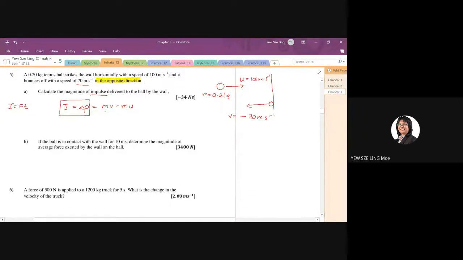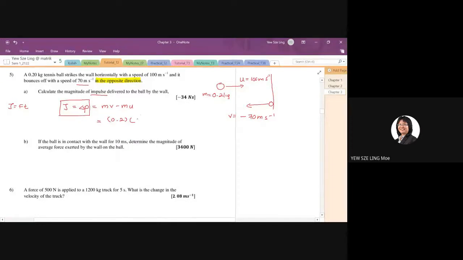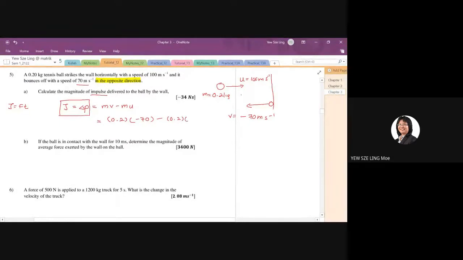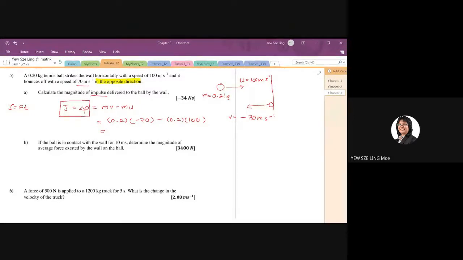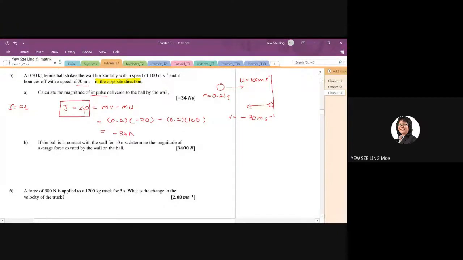So from here, we expand the equation and we get mv minus mu. When it comes to calculation, again, you need to make sure to include the negative sign. So negative 70 minus, then 0.2, and then u is 100. If you calculate it correctly, you're going to get a negative value, negative 34 N·s.